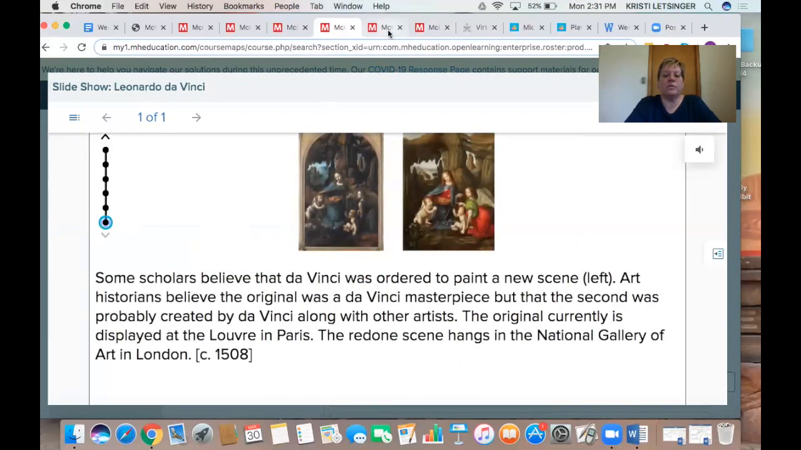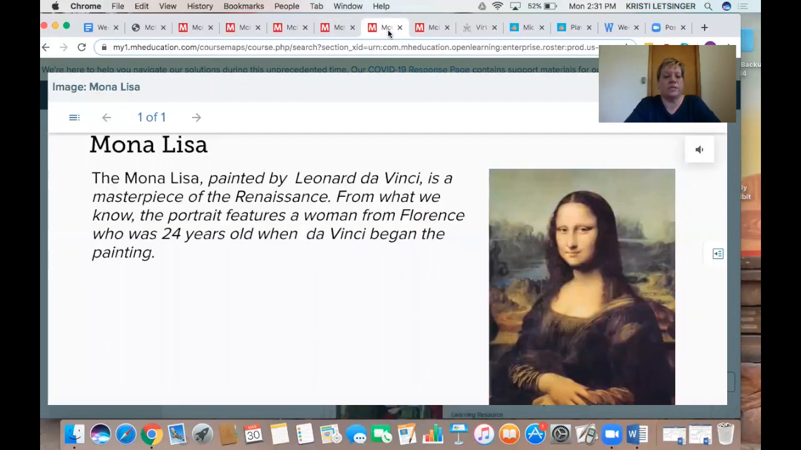Now, the other famous portrait that many of you know that he painted was the Mona Lisa. You all have seen it; there are movies about it and all sorts of different discussions about it, but this is one of his most famous paintings. Today it hangs in the Louvre Museum in Paris, France.